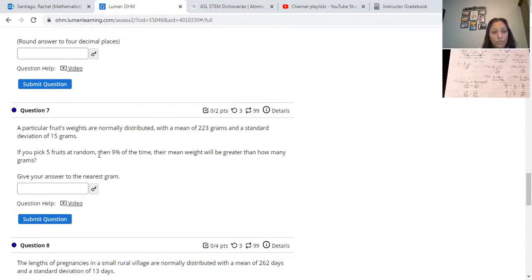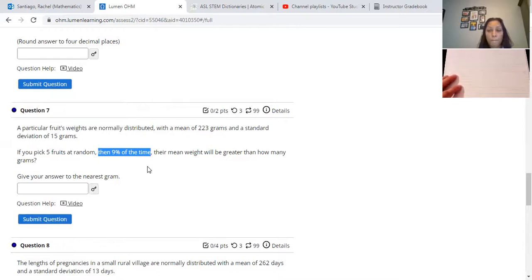Actually, with number 7, you're told the probability this time, so you have to find the z-score. I'll show you this one real quick, just so that you don't feel lost, because the other two were similar to what we were just doing. For number 7, you're given the mean is 223 grams, the standard deviation is 15 grams, and N is 5 fruits. So you want to figure out, if you pick 5 fruits at random, then 9% of the time their mean weight will be greater than how many grams.